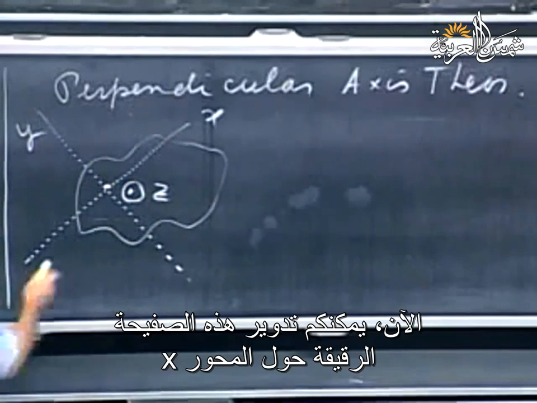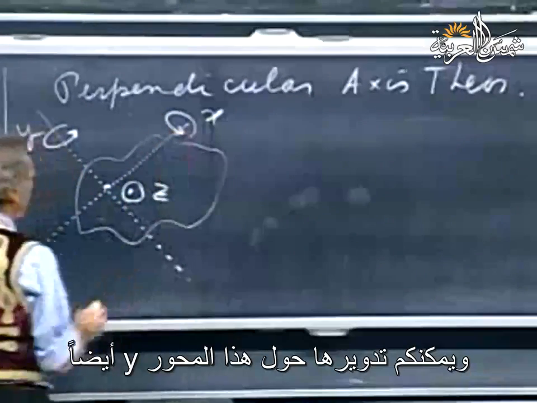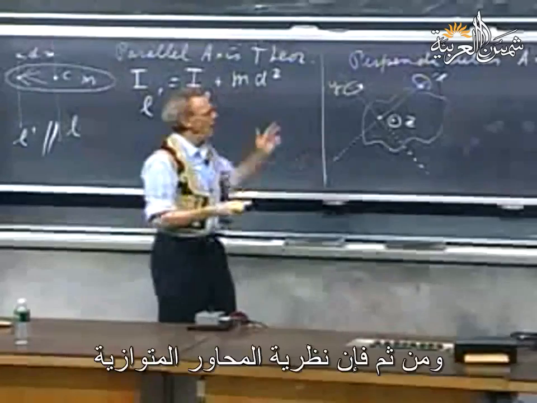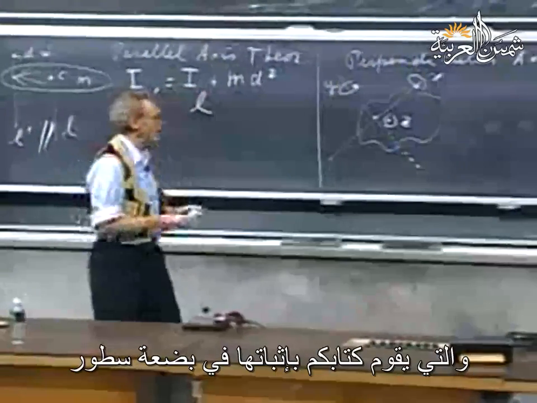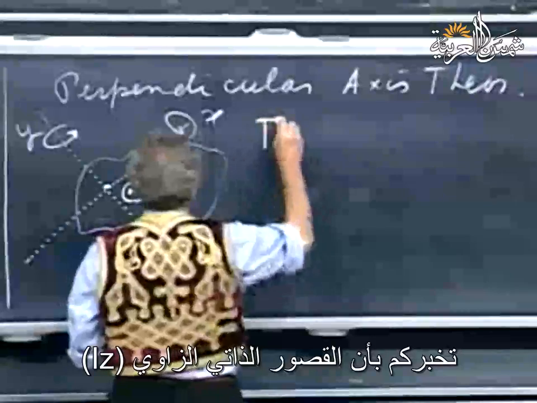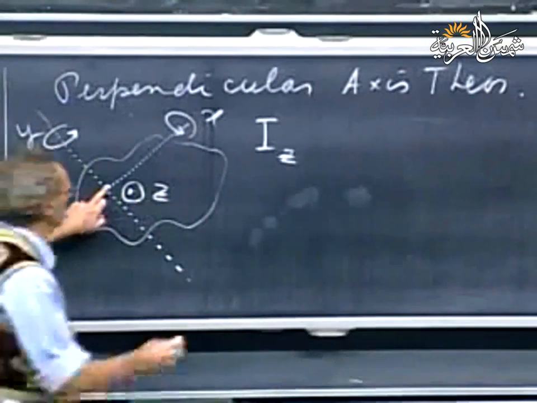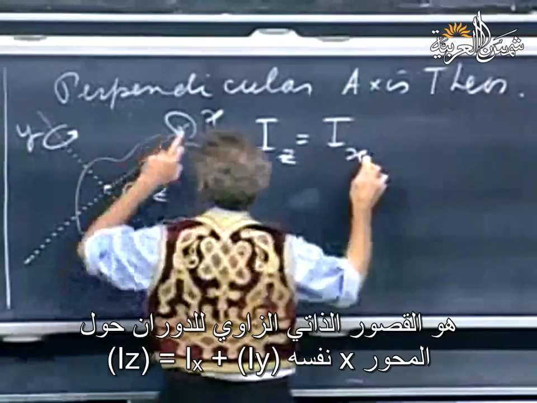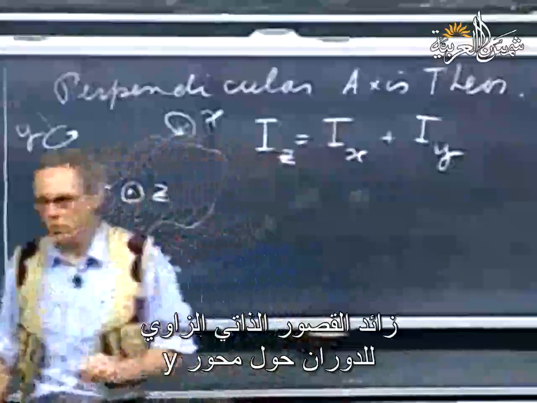Now you can rotate this thin plate about this axis. You can also rotate it about that axis. And you can also rotate it about the z-axis. And then the perpendicular axis theorem, which your book proves in just a few lines, tells you that the moment of inertia for rotation about this axis here, the z-axis, is the same as the moment of inertia for rotation about x plus the moment of inertia for rotation about the axis y.